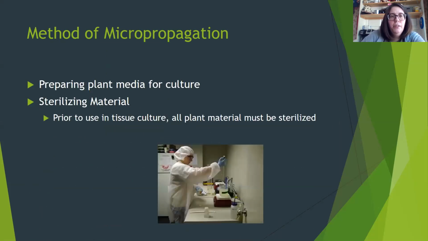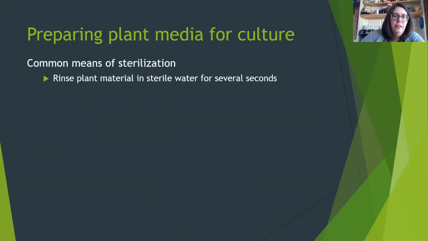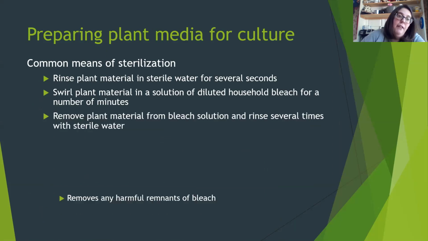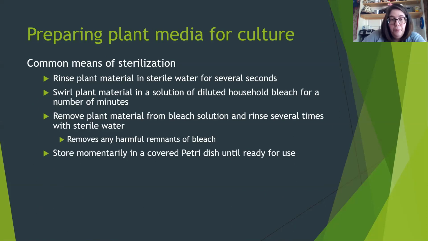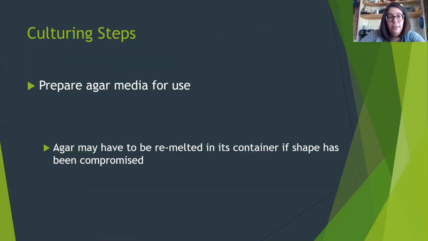Method of micropropagation is preparing the plant medium for culture, selecting the right material. This is literally just talking about making agar, how to sterilize it properly, how to sterilize the plant properly, how to sterilize the water properly. Got to swirl that material in bleach for like 15 minutes, remove harmful remnants from the bleach, store momentarily in a petri dish, prepare agar for media use.